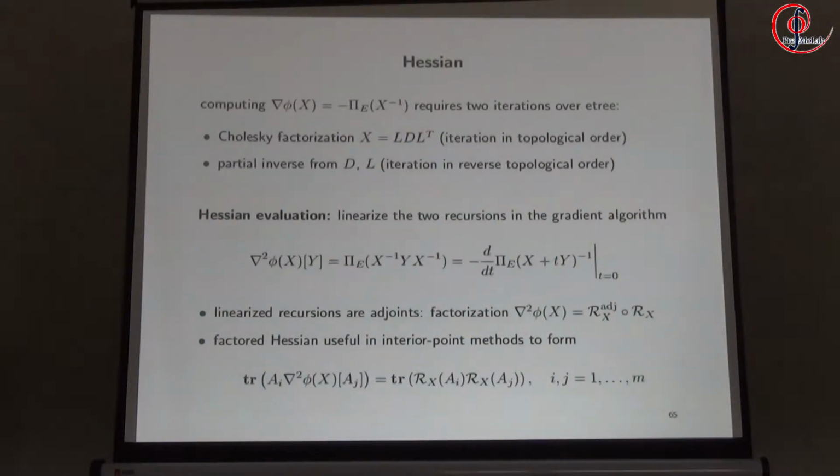So you get these two nonlinear recursions on this tree. So by the chain rule, to evaluate the Hessian in a certain direction, the directional derivative of the gradient in a certain direction, you just have to linearize these two recursions at every step. And you get an algorithm for the Hessian that actually proceeds in the same way. You have an iteration in topological order and reverse topological order, and the computations are just linearized versions of these two in each step, just by the chain rule.